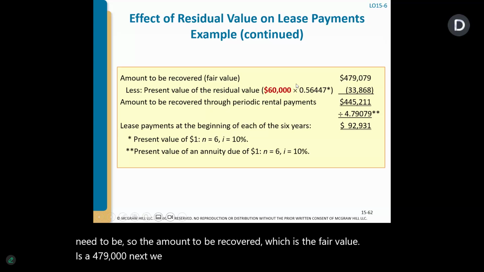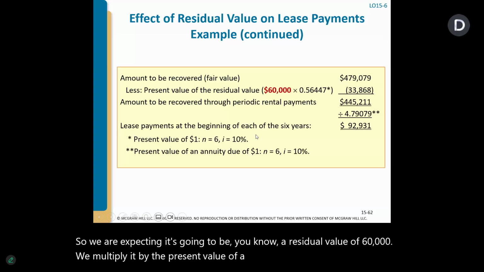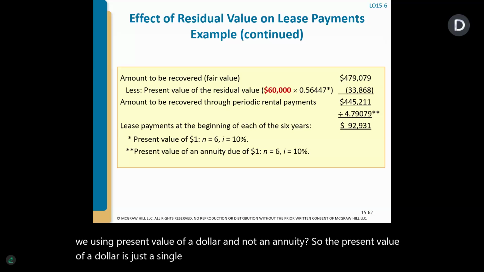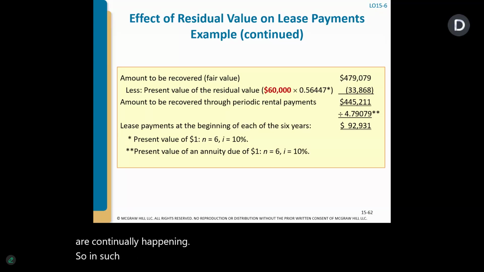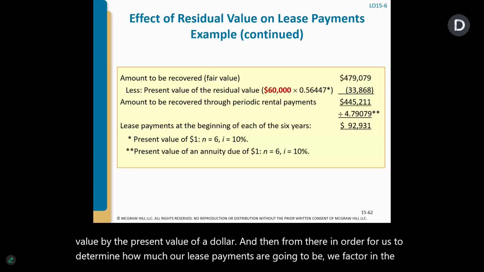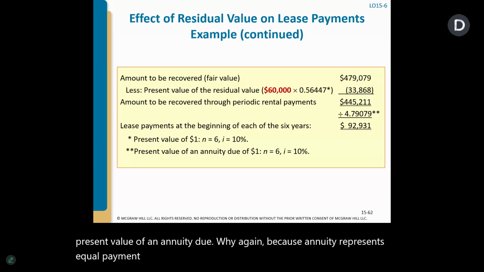Next, we factor in the present value of the residual value. We are expecting a residual value of $60,000. We multiply it by the present value of $1. So here's the key thing. Why are we using the present value of $1 and not an annuity? The present value of $1 is just a single amount. We're getting this $60,000 once, and that's it. An annuity represents equal payments that are continually happening. So that is why we multiply the residual value by the present value of $1. And then from there, in order to determine how much our lease payments are going to be, we factor in the present value of an annuity due. Why? Again, because an annuity represents equal payments that are going to be made.